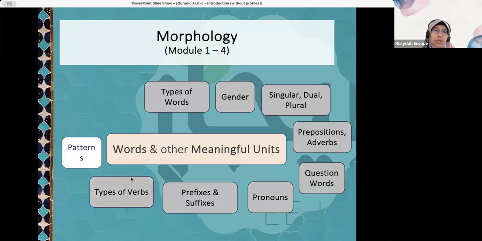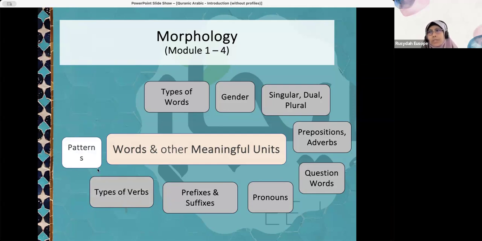And then how do we identify whether this is an imperative verb or past tense? When does Allah use past tense, for example? Why does He use past tense to describe the future, to describe Jannah and Nar? And then patterns. Pattern is very important.